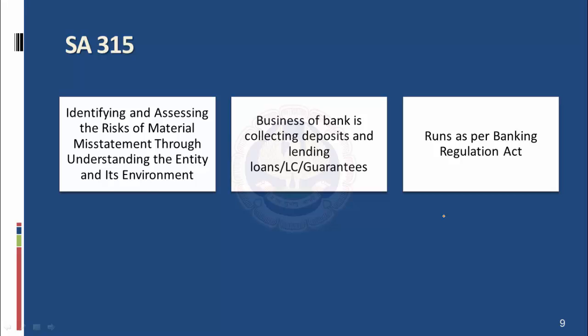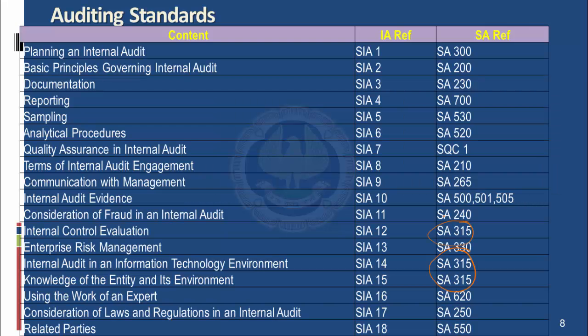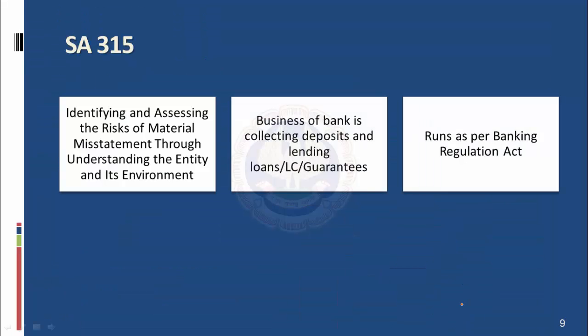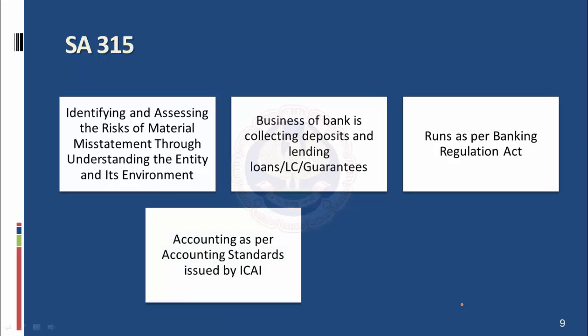As I say this, we also need to understand that the auditing standards clearly say we need to consider the laws and regulations that govern audits. The standard says that we need to understand the various laws that govern. So as a part of that, we need to understand the act which governs the business. That is the entity and its environment.